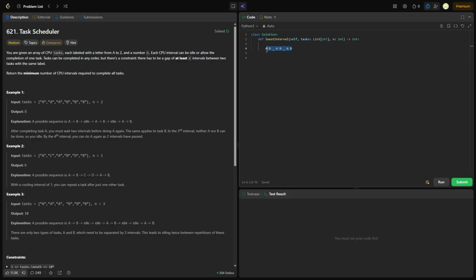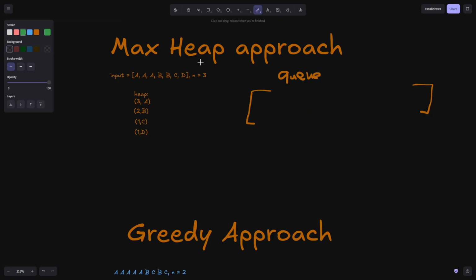Anyways, there are 2 solutions to this problem: a greedy approach and a max heap approach. I'll show the max heap approach first. Really, the idea is we're going to take the frequencies of these letters. There are 3 A's, 2 B's, 1 C and 1 D. And we're going to add those into a max heap.